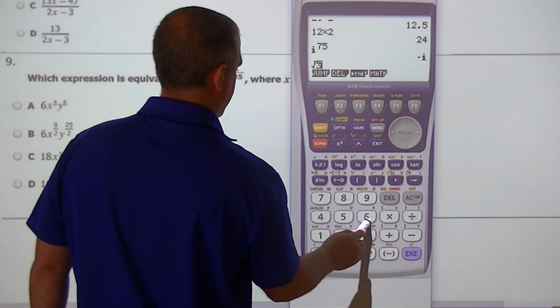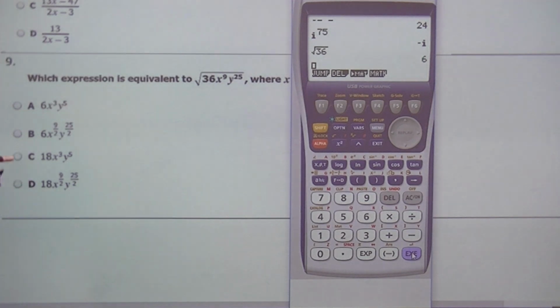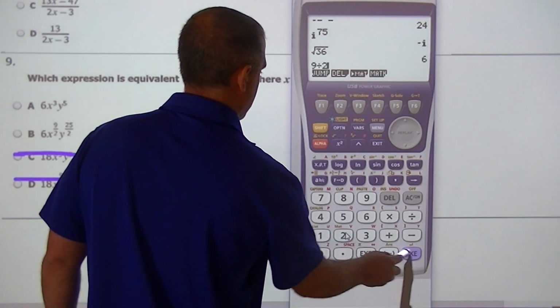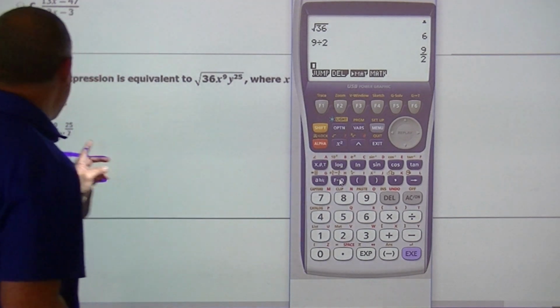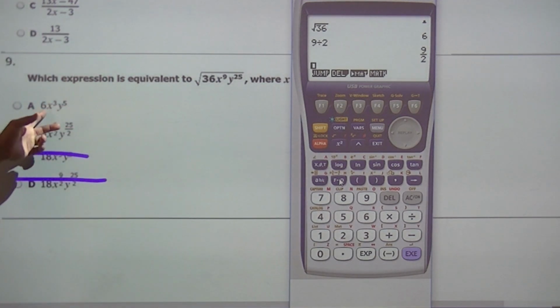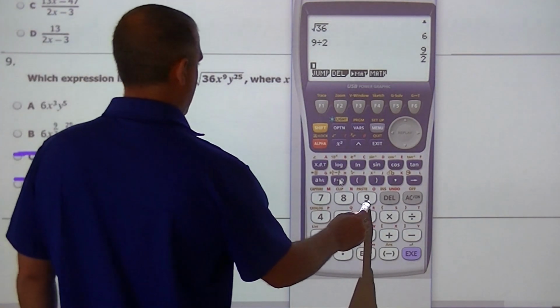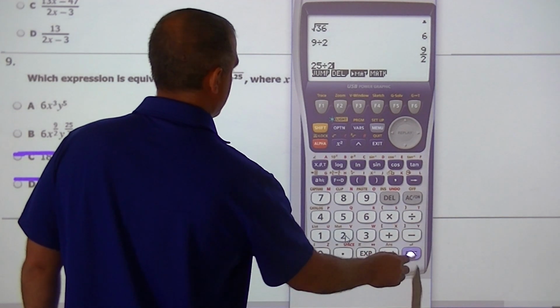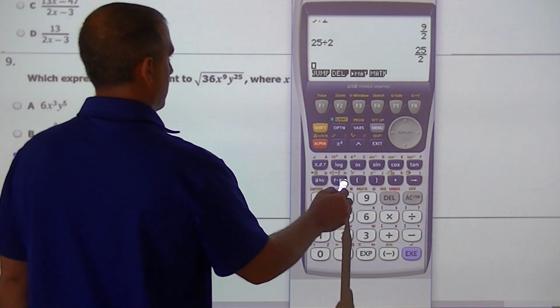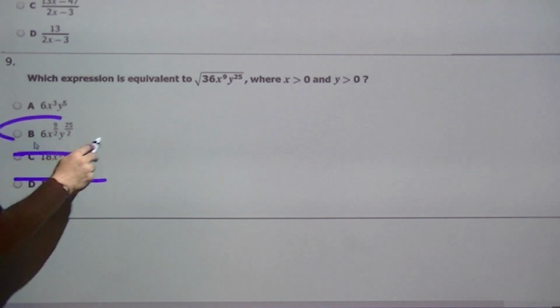Square root of 36 is 6. So if being a good test taker, these are out. Okay. Now I got 9 divided by 2. Okay, which would be 9 halves. So if you look at the fraction, it's definitely not 3. Okay. All right, and 25 divided by 2 is 12, or 25 over 2, so that's why that's your answer. Okay, moving on to 10.